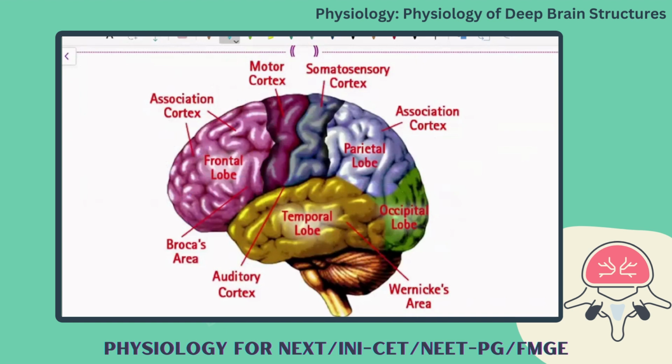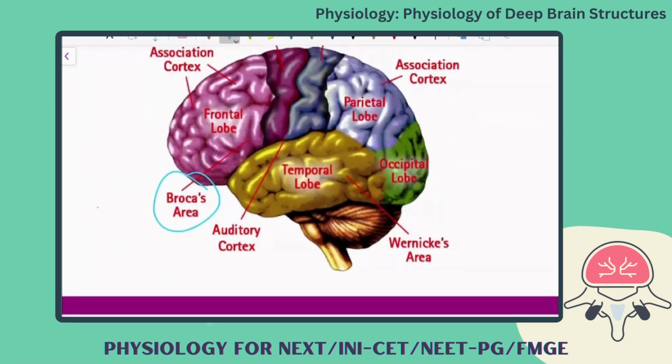And one more important structure present in the frontal lobe is Broca's area. It is specific for which function? Speech. And if there is a defect in this Broca's area, you will get aphasia. Is it motor aphasia or sensory aphasia? Motor.